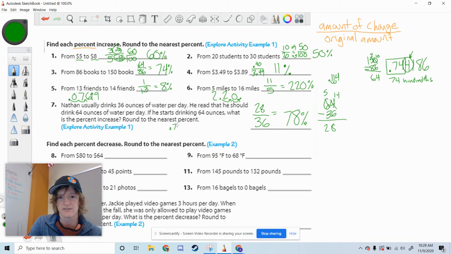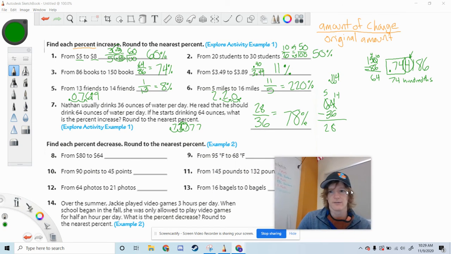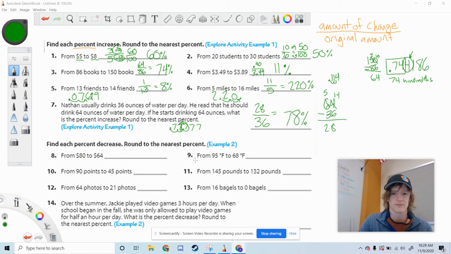Because that was 0.77777, right? Decimal over twice, and this 7 rounds up to an 8. 78%. The next one, we're doing the exact same thing, except we're decreasing this time. So instead, we're doing it the exact same way, though.